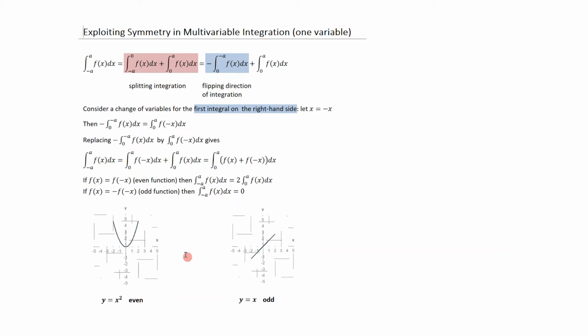Just for explanatory purposes, here is an example of an even function, that is y equals x squared. Notice that basically you have a mirror image on the x side as well as the minus x side, whereas in the odd case, the value of y on the right is the negative of the value on the left.